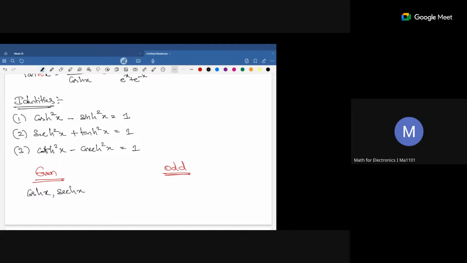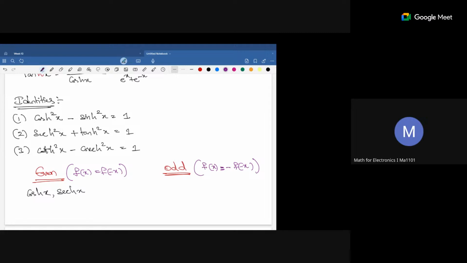Okay, so how to check even and odd? I hope you all know. For even, the condition that you have to check is f of x should be f of minus x. Whereas for odd, you have to check whether f of x is minus f of minus x or not. So I have written it in a slightly different way, but I hope you can get it. Okay. So all other hyperbolic functions are odd functions.